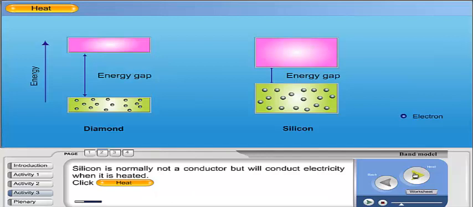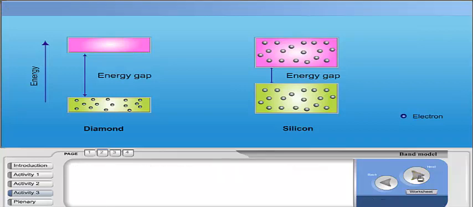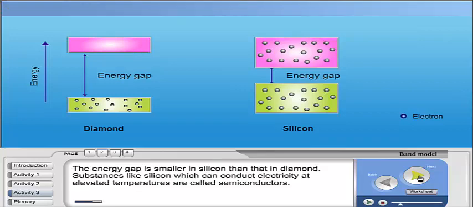Silicon is normally not a conductor, but will conduct electricity when it is heated. Click the Heat button. Why is this possible in silicon and not in diamond? The energy gap is smaller in silicon than that in diamond. Substances like silicon, which can conduct electricity at elevated temperatures, are called semiconductors.